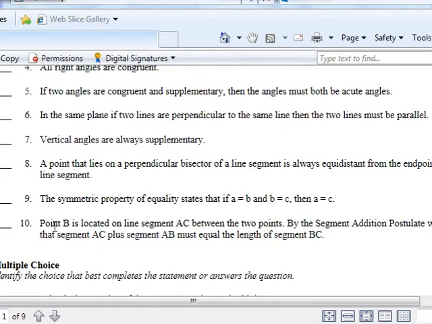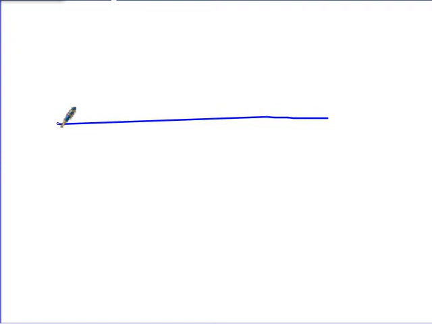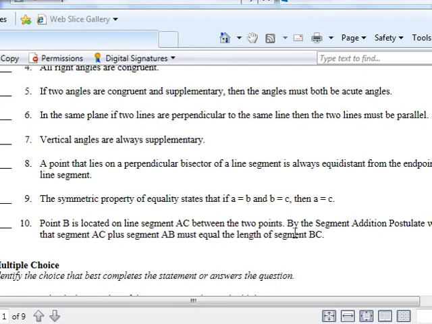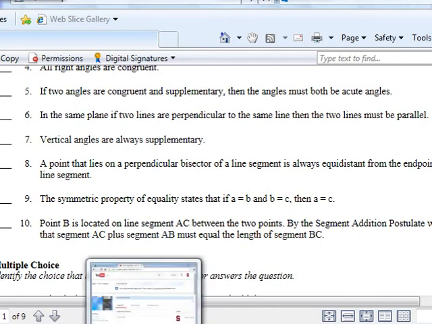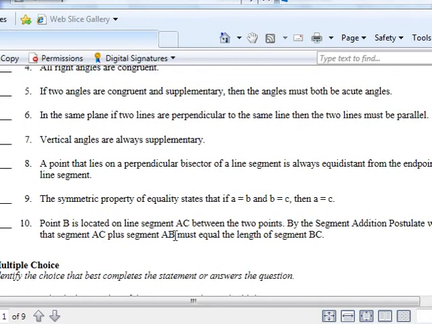The last true false. Point B is located on line segment AC. Stop there. Point B is located on AC. Here's B. It's located on line segment AC. Next part. Between the 2 points. By the segment addition postulate, and I think this is chapter 1 as well. I go back and I put a lot of old stuff on these tests. By the segment addition postulate, we know that segment AC plus AB is BC.